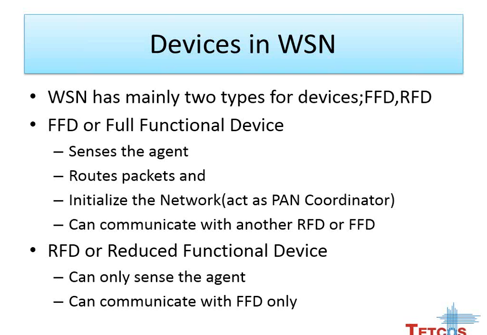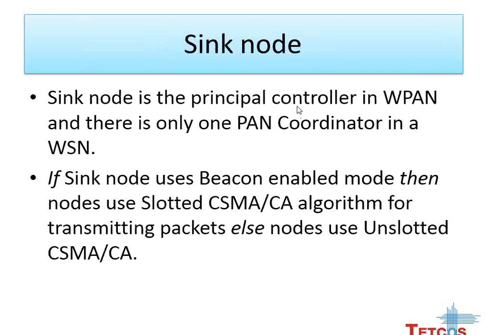So full functional devices have the extra ability to route packets among themselves. Also, they can initialize the network, for example the WSN sink node or the PAN coordinator. Just now, as I said, the sink node is also known as the PAN coordinator. It is the principal controller in the WPAN. So if beacon enabled mode is implemented, then the sink node will be transmitting beacons and the slotted CSMA/CA algorithm will be used. This I'll be explaining further.